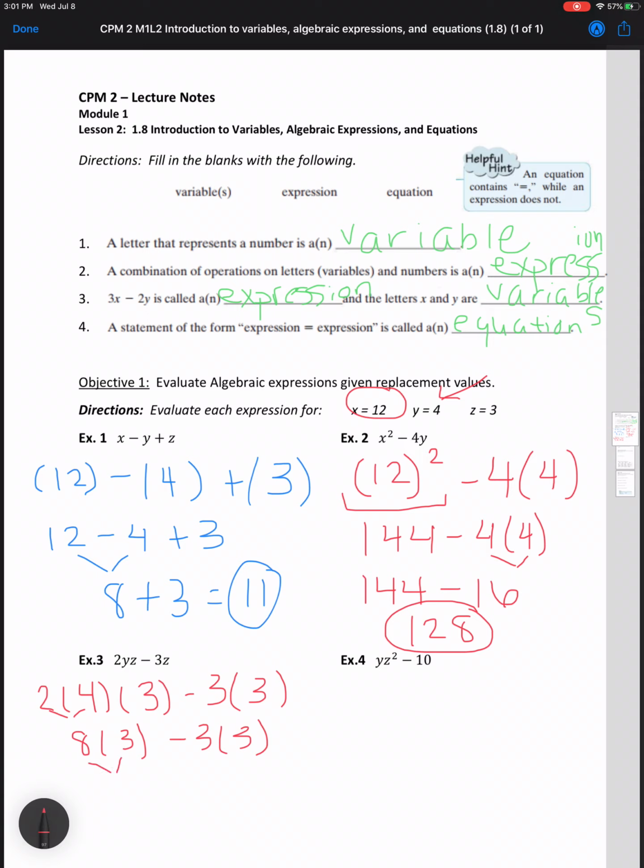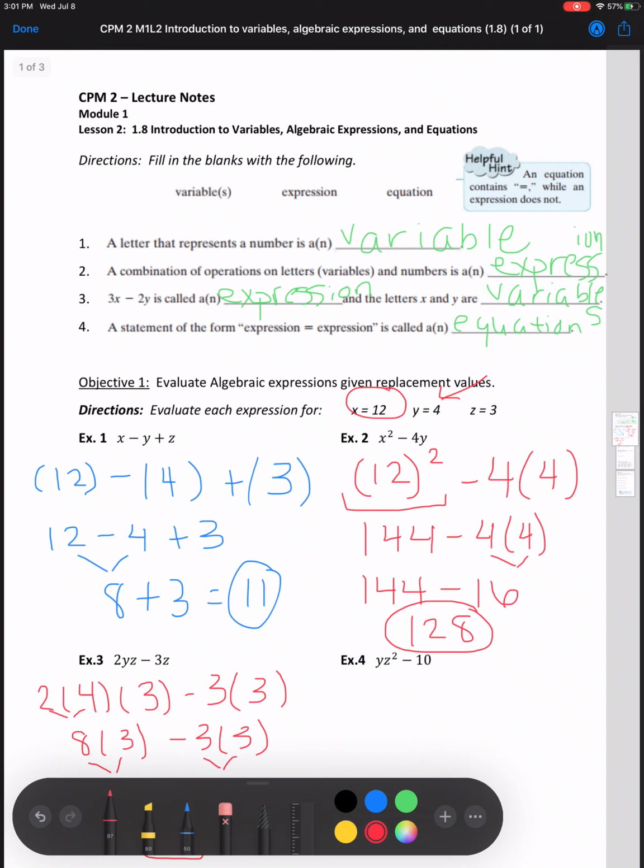So here we have multiplication. 8 times 3 is 24. 3 times 3 is 9. Notice I bring down whatever sign I'm working with, and then 24 minus 9, 15. Okay? All right, last one on this page.